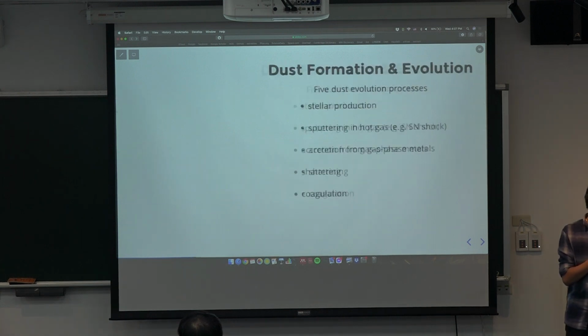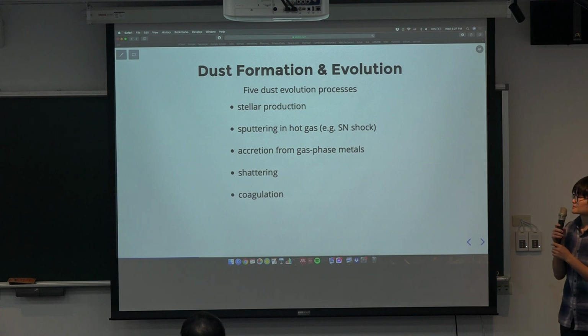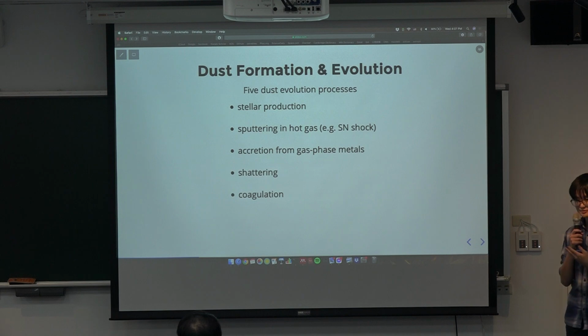Okay, so I will briefly talk about the five main processes of dust formation and evolution. The first one is stellar production. Second is sputtering, that is, the dust will be destroyed in very hot gas, for example, by supernova shocks. The third one is accretion, that is, dust can accrete gas-phase metal, and this process causes the metal depletion in the ISM. The fourth and fifth ones are shattering and coagulation, which are the result of grain collisions.